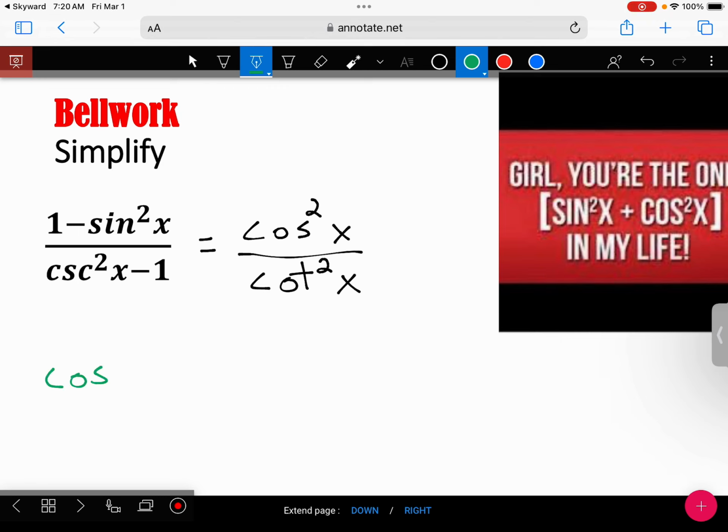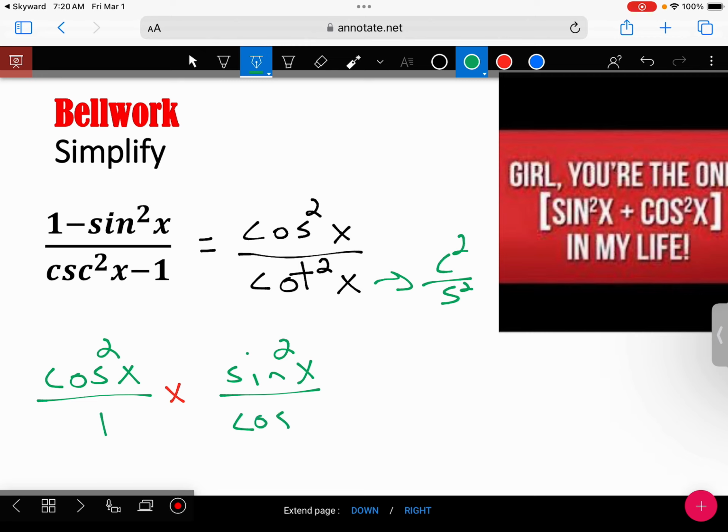We keep it cosine squared over 1, change to multiplication, flip. We know cotangent is, I'm just going to write C and S, cosine over sine. So cotangent squared is cosine squared over sine squared. If we flip it, it's going to be sine squared over cosine squared. And when we multiply fractions, what do we need? Nothing. All we need is for it to be 2 fractions. After that, it's just 2 individual multiplication problems.